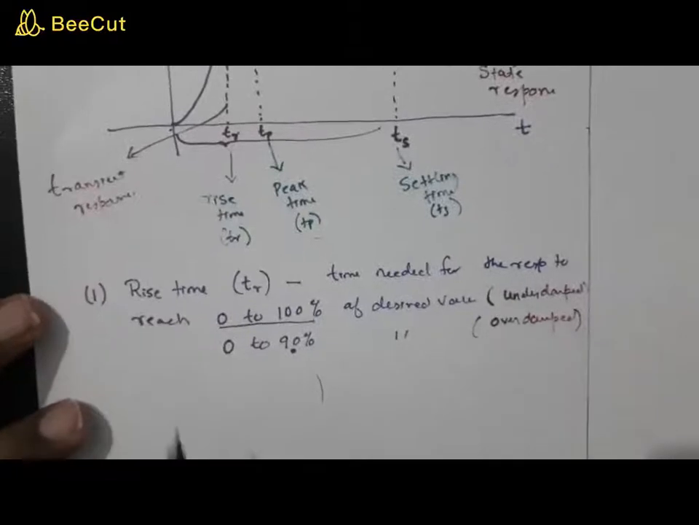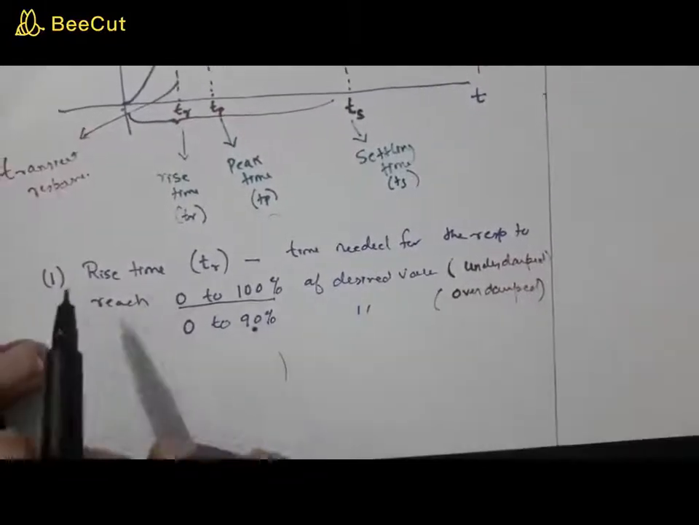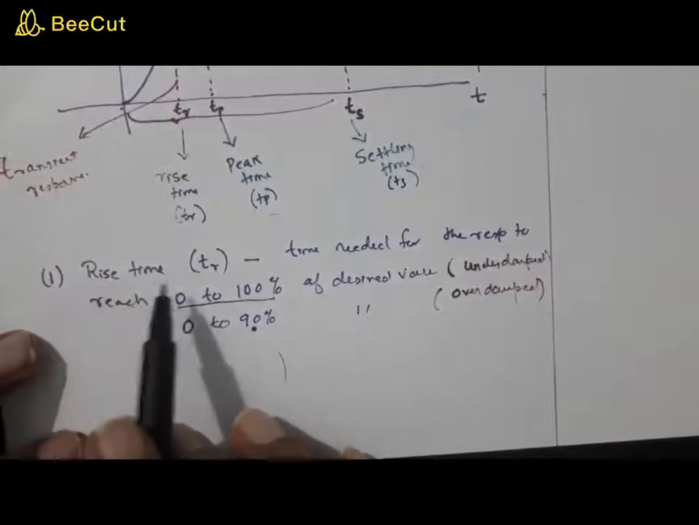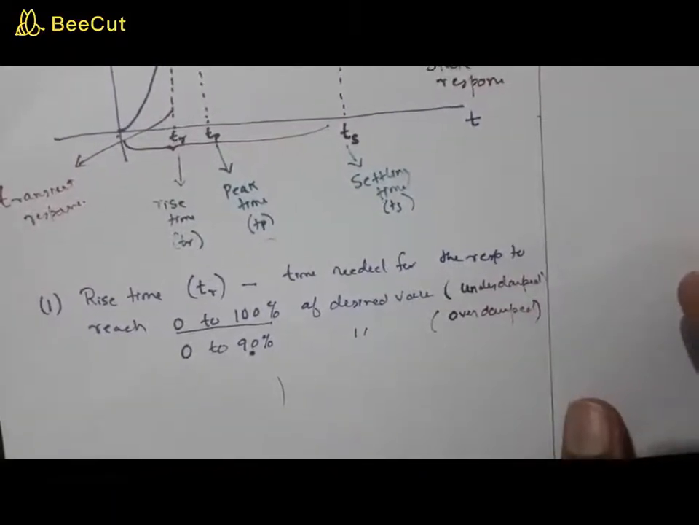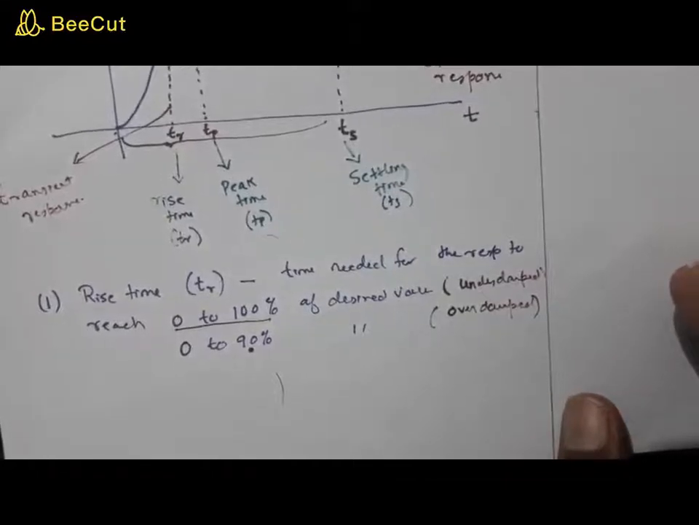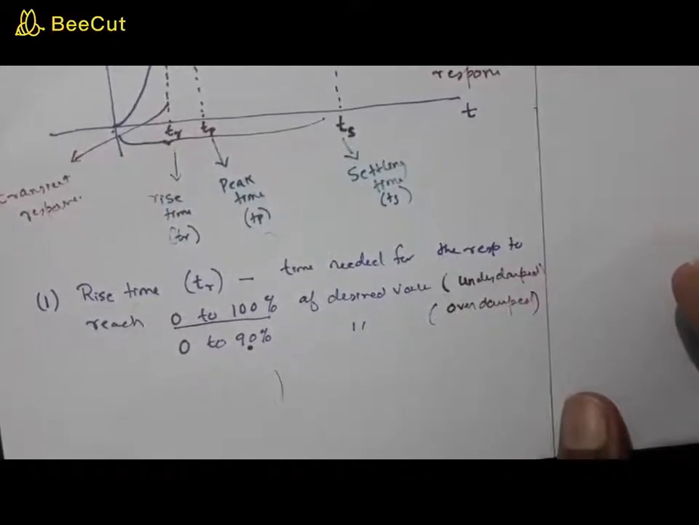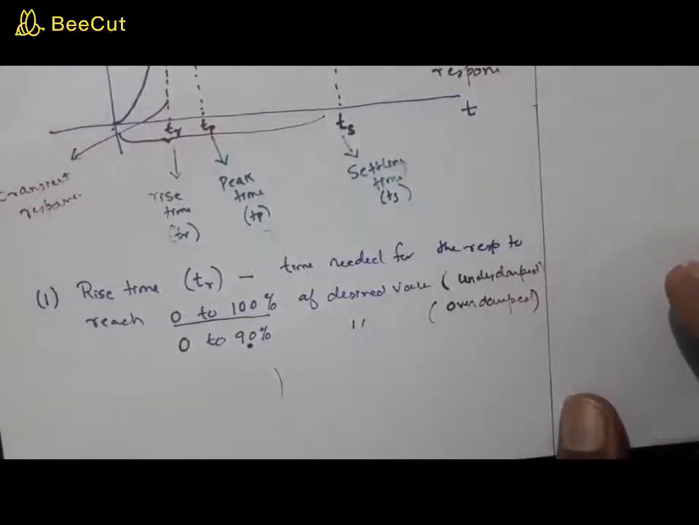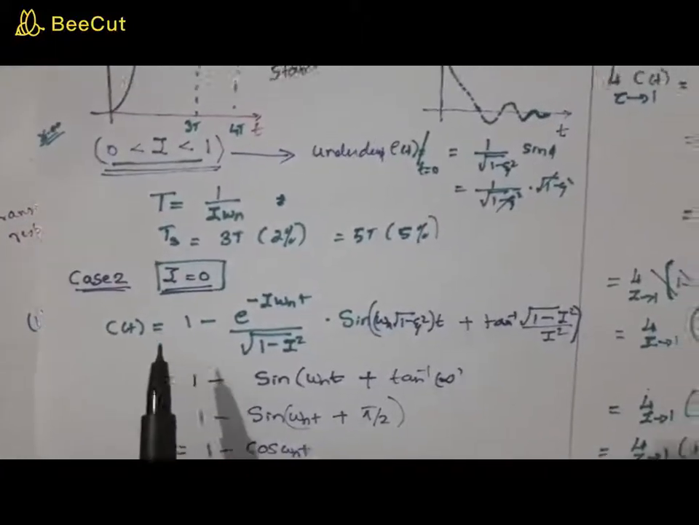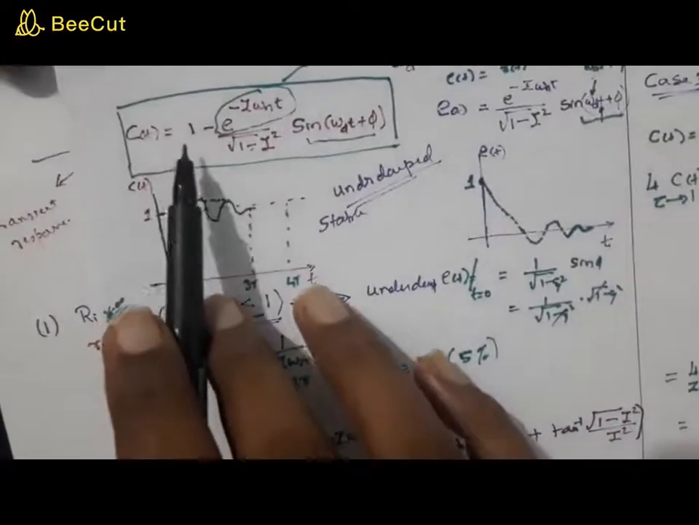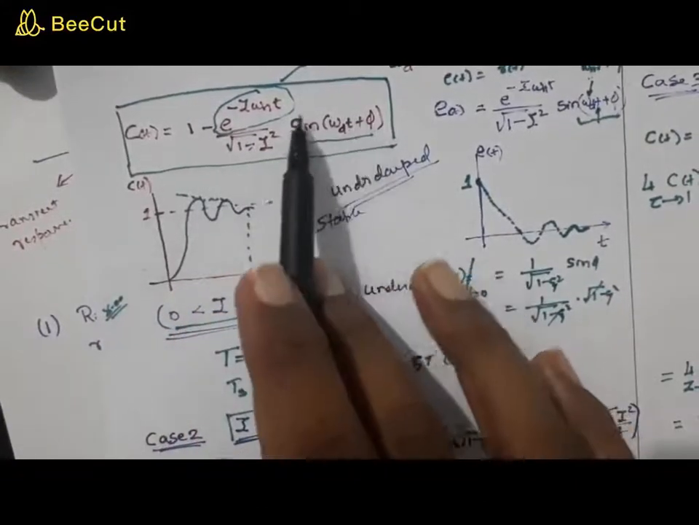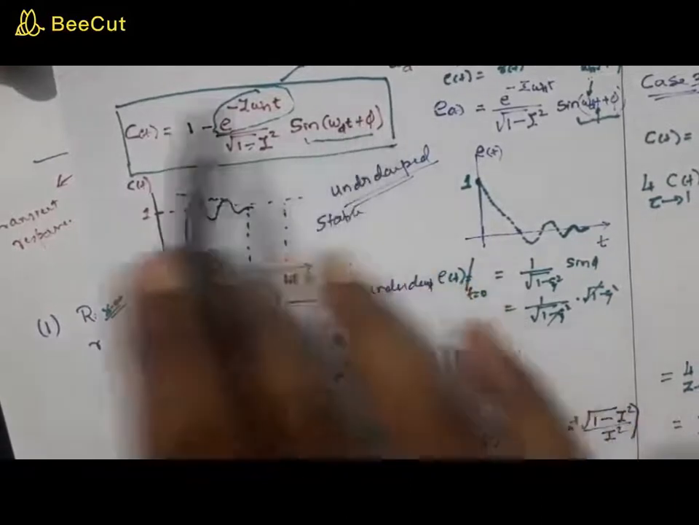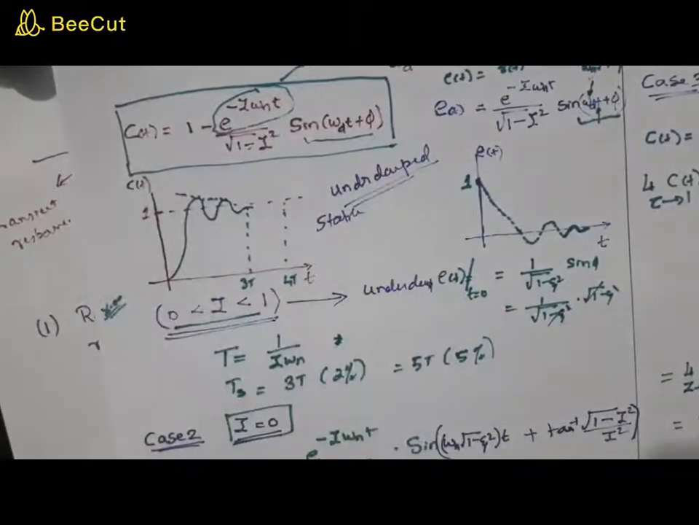Now our next aim is to get an expression for this rise time based on the second order time domain response, right? So we have already seen in our study that c of t is given by 1 minus e raised to minus eta omega n t, divided by root of 1 minus eta square, sine omega d t plus phi. So how will you use this equation to evaluate TR?